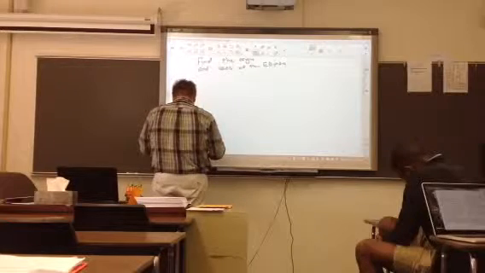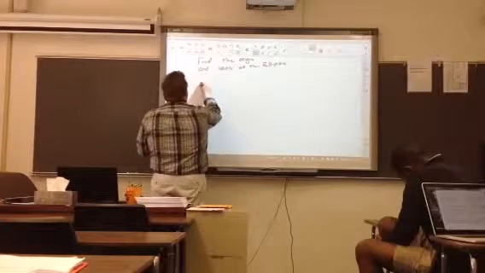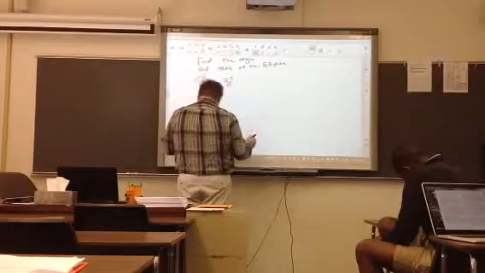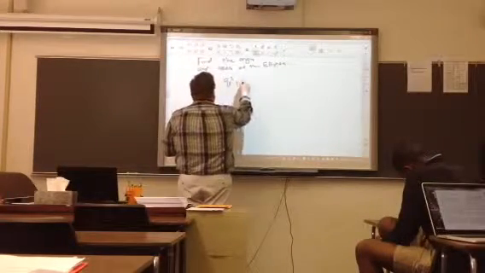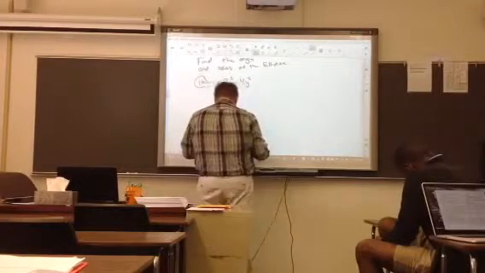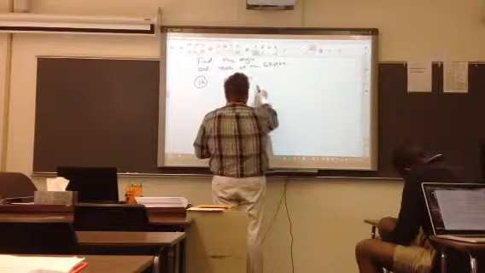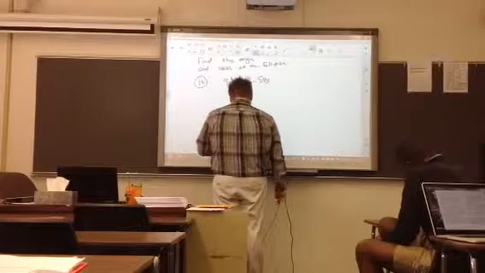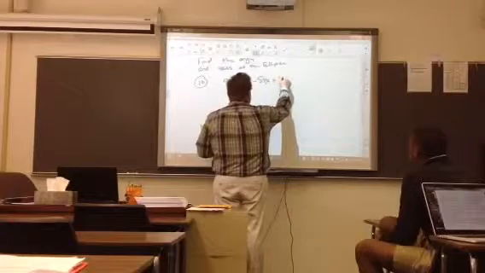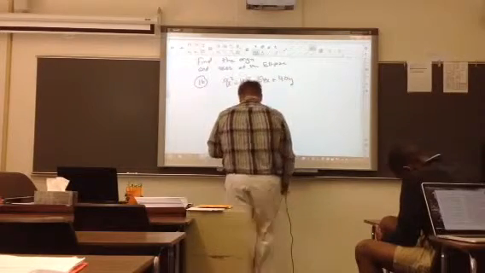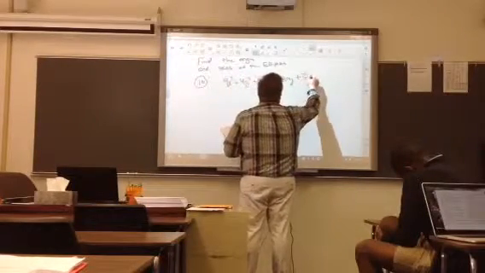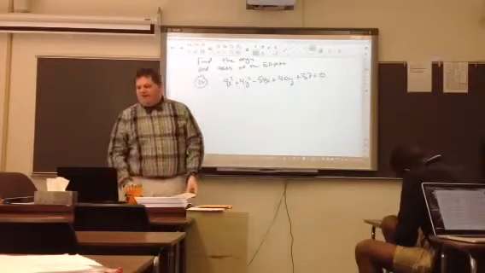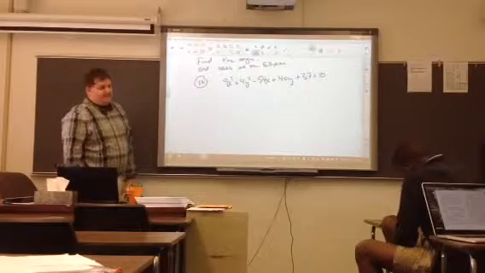So this will be from the book. It looks like it's number 16 in the book. It's 9x squared plus 4y squared minus 54x plus 40y plus 37 equals 0. And what we want to do is find the origin and axes of the ellipse.